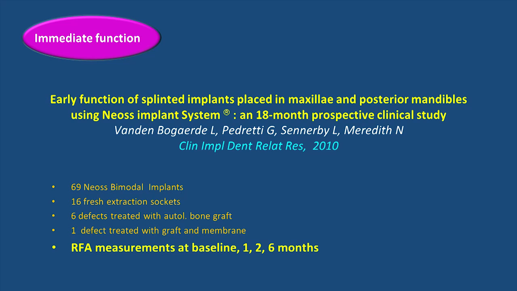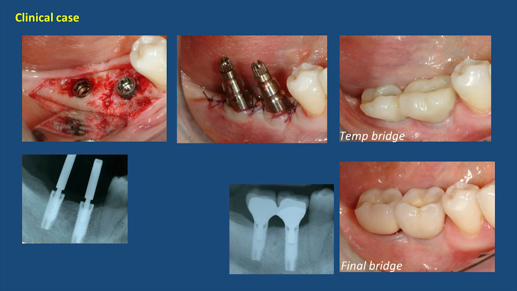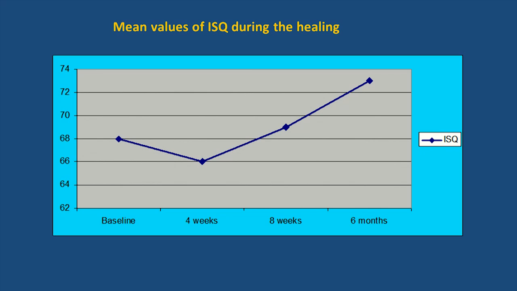This is a study published 2 years ago on early function on an EOS implant, and we used RFA measurement at different interval times. This is the clinical protocol of this study, with no time to describe it. And this is the ISQ curve during the healing. You can notice this drop of stability after 4 weeks, an outcome that has been reported by other authors.